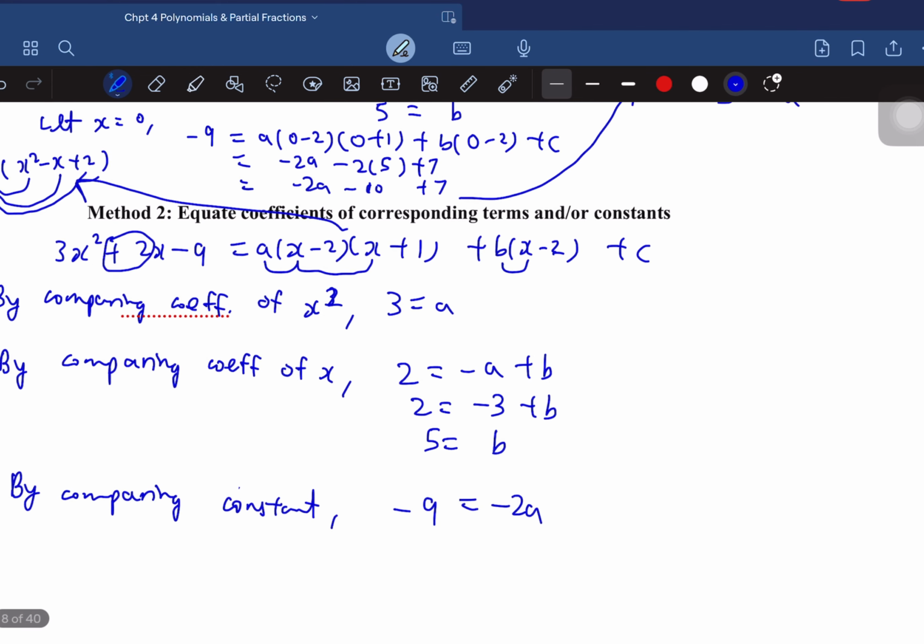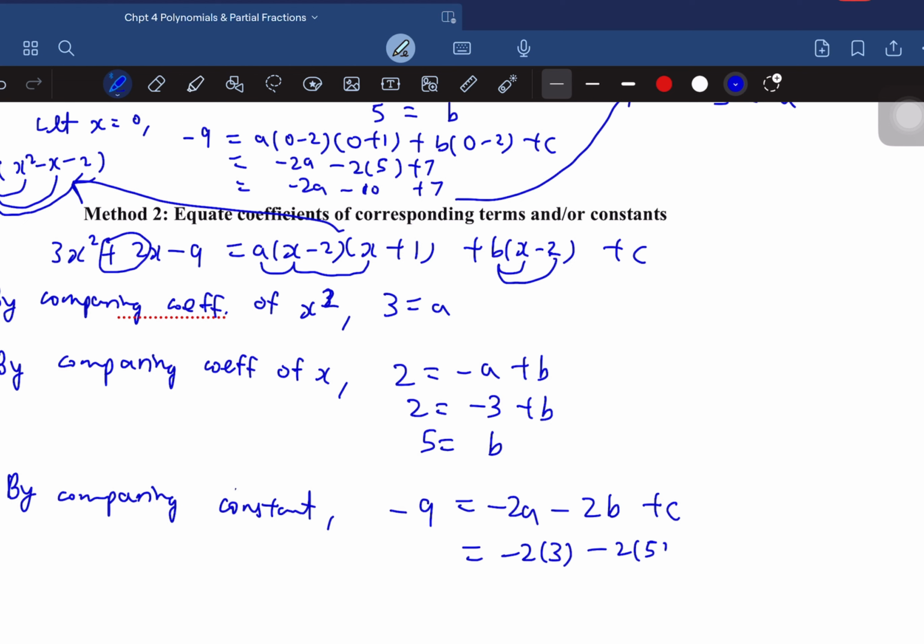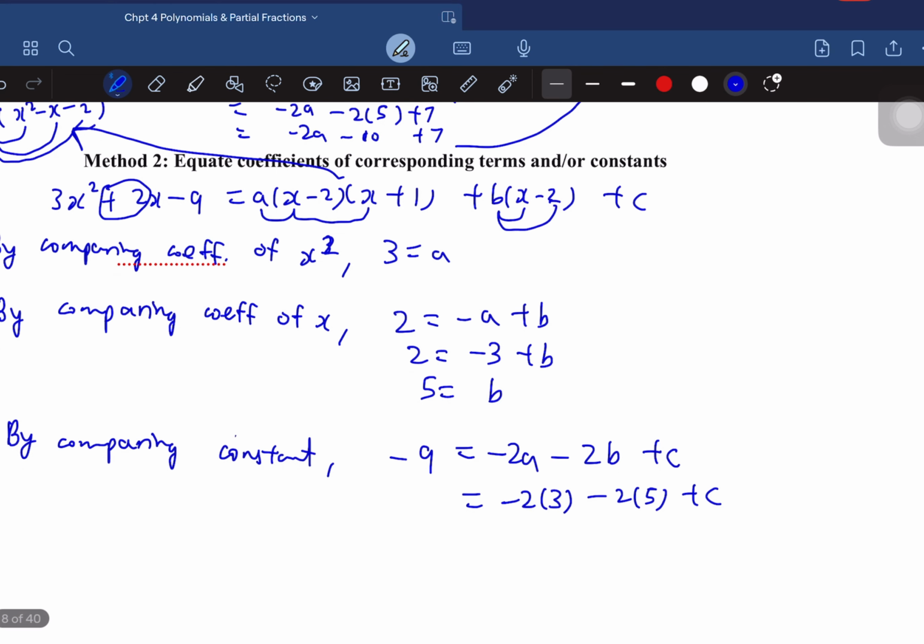Okay, here should be minus 2, my bad. This should be minus 2. So minus 2a, minus this times this, minus 2b and plus c. So with this, minus 2 times 3, minus 2 times 5, then plus c. So I have negative 9 plus 6 plus 10 equals to c. C equals to 7. So this is how we compare coefficient.